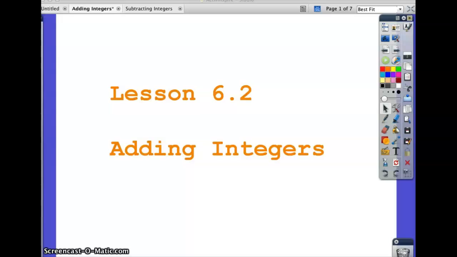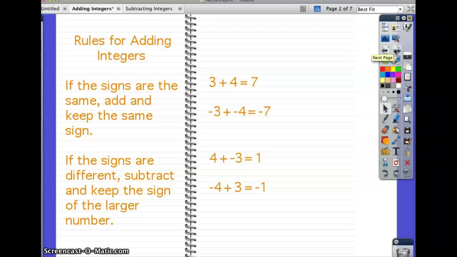This is lesson 6.2, adding integers. Now we'll start out with rules for adding integers. These are very important. Make sure you memorize these. First rule is if the signs are the same, you add and keep the same sign.